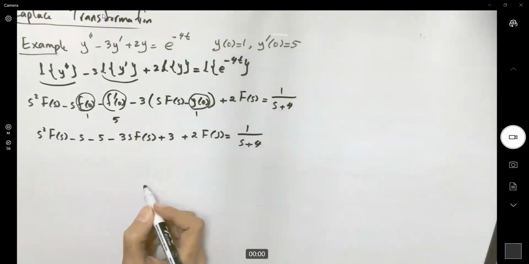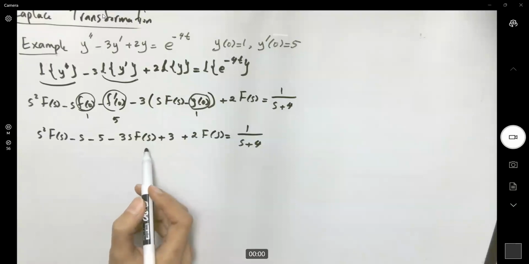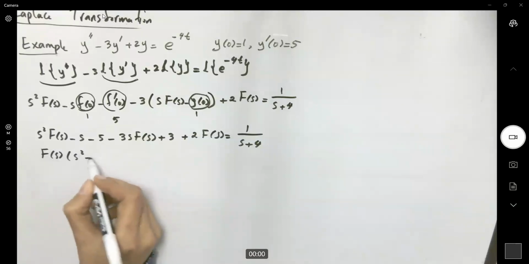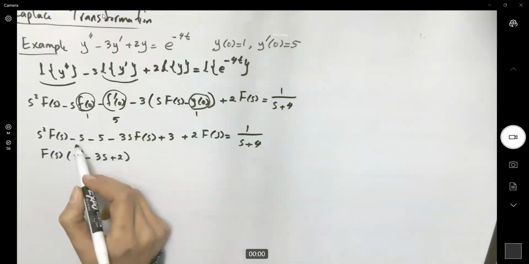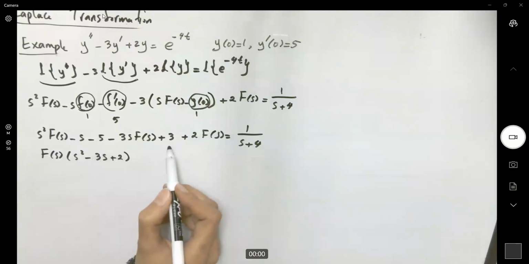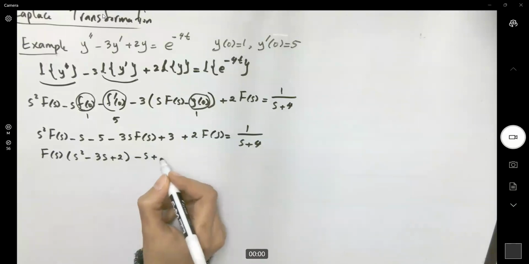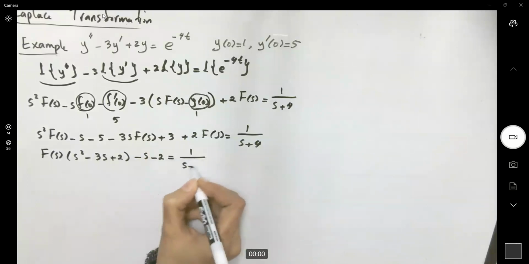Okay, let's see, what do we have? We have s squared F of s, and we have another F of s. So let's factor out F of s. It becomes s squared minus 3s plus 2. And here you have, let's see, negative 5 plus 3, which is negative 2, minus s, minus 2, equals 1 over s plus 4.